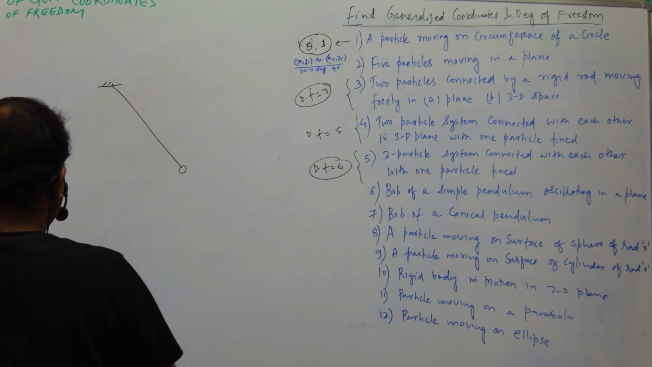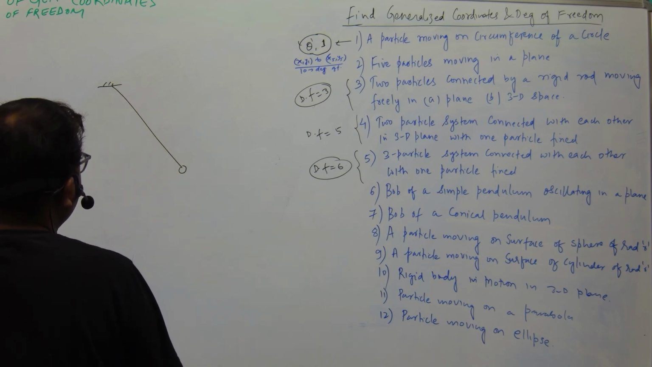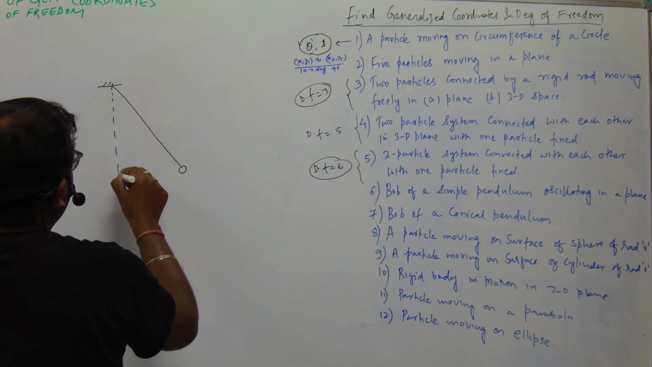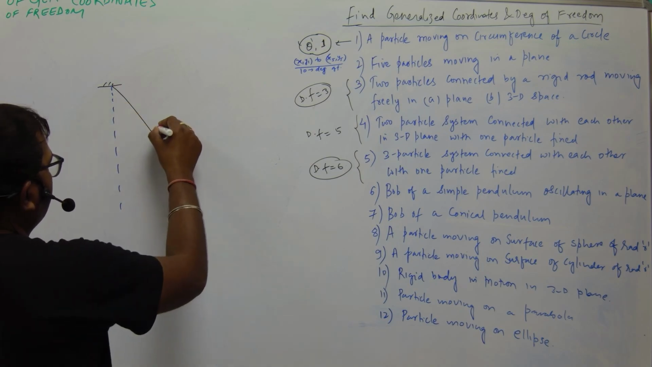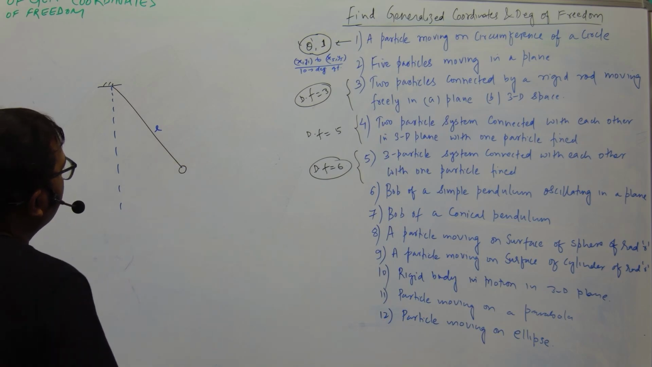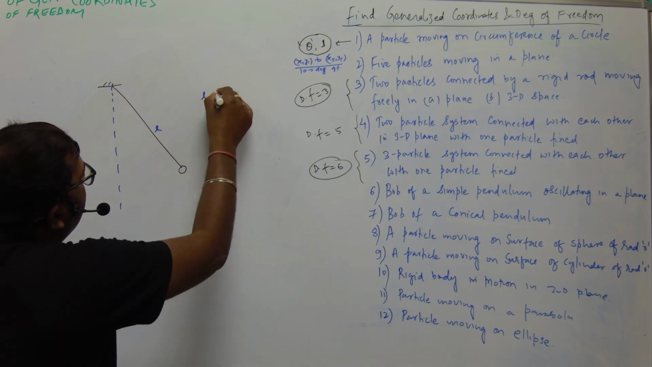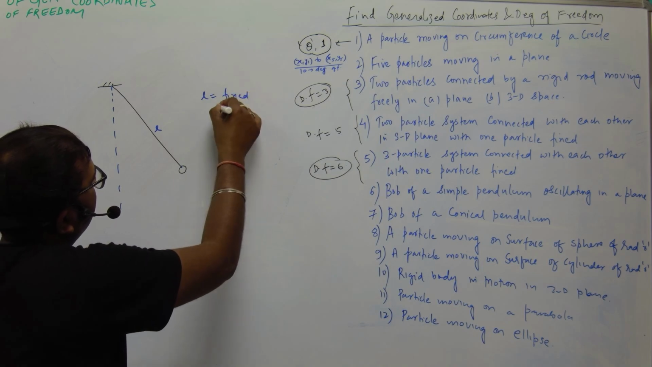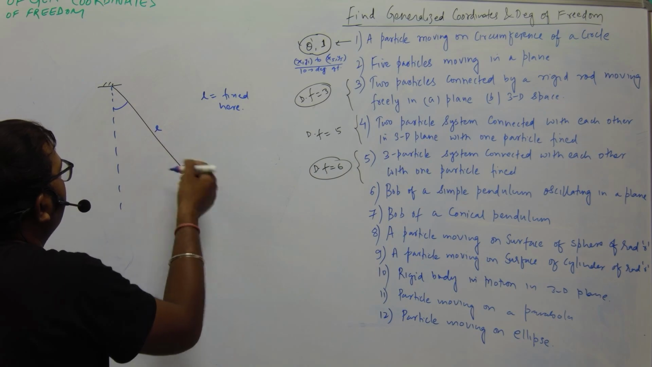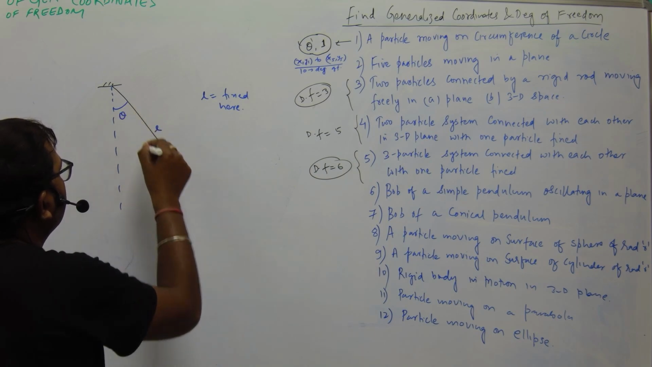This is a pendulum and we have the axis like this. This is the axis of the pendulum. Let us consider L is the length of the pendulum. The L is fixed here. So let us take the position of particle as theta.